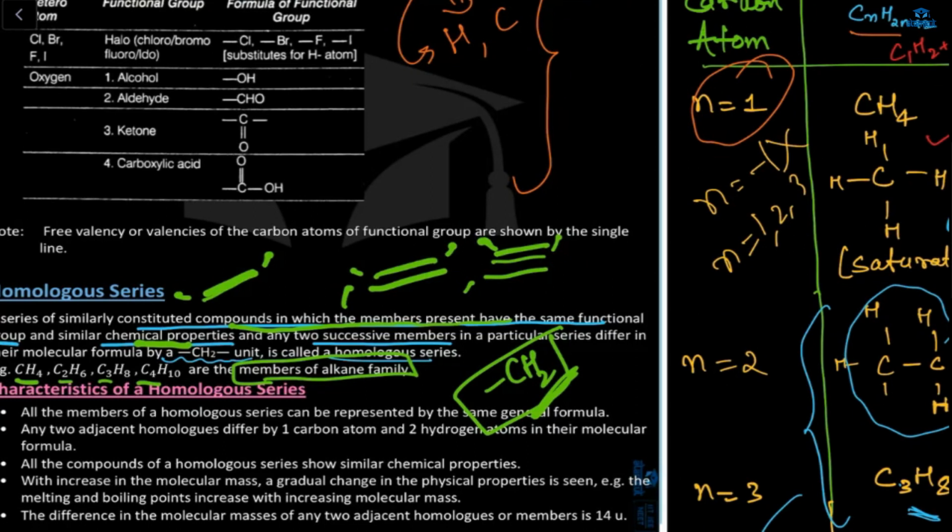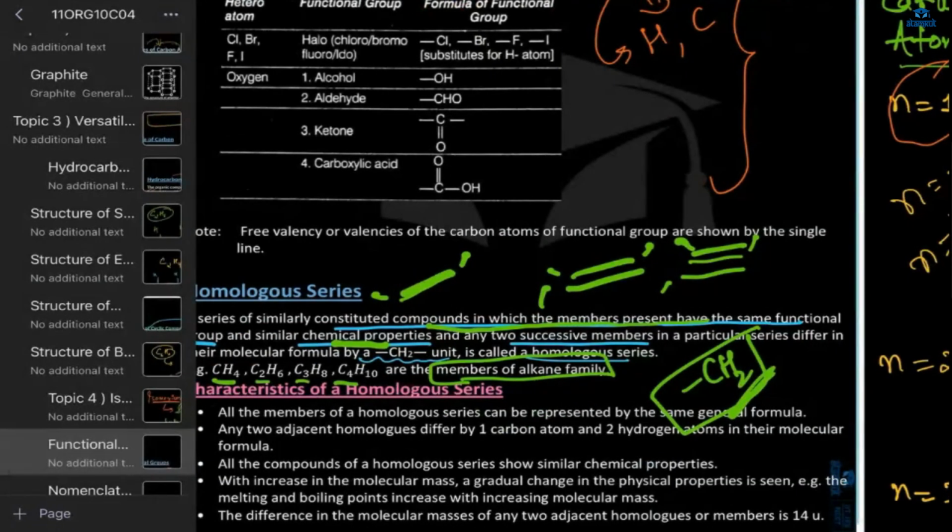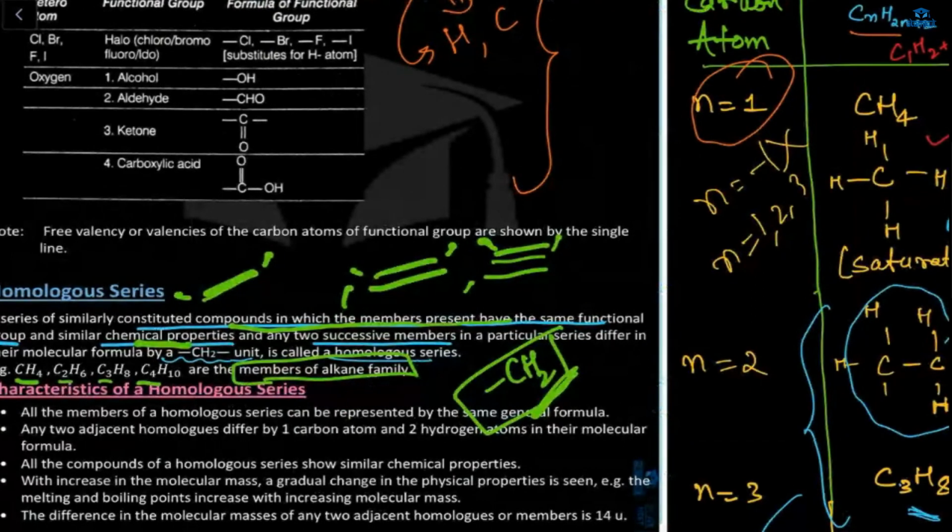So that's it for today. In the next class, we will discuss lots of examples, nomenclature, the IUPAC names, all of that.